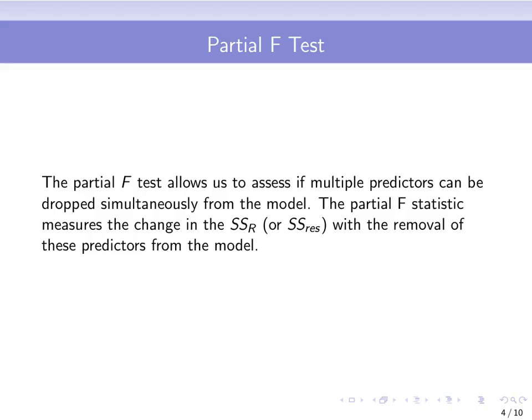So there is the partial F-test. The partial F-test allows us to assess if multiple predictors can be dropped simultaneously from the model. It works under this principle where we are measuring the change in the SSR or the SS residual with the removal of these predictors from the model. SSR measures how well our model fits, so the change in some ways allows us to assess how much improvement there is in the model fit.